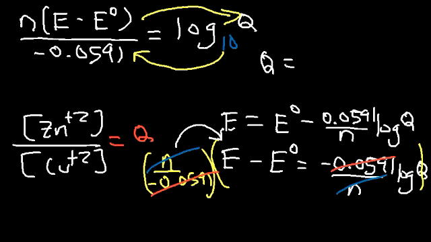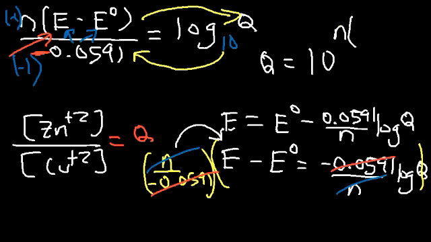So Q is equal to 10 raised to the, now what I'm going to do is distribute this negative sign into this term. So if I multiply top and bottom by negative 1, I won't have the negative on the bottom. Instead, this E is going to be negative, and this E naught is going to be positive, so I'm going to reverse it. So it's going to be 10 raised to the n times positive E naught minus E divided by positive 0.0591.